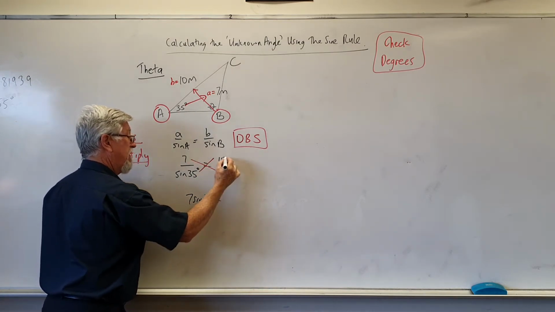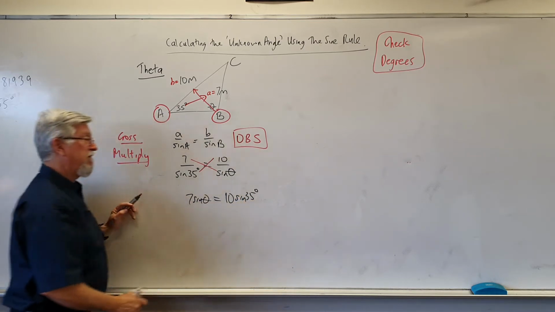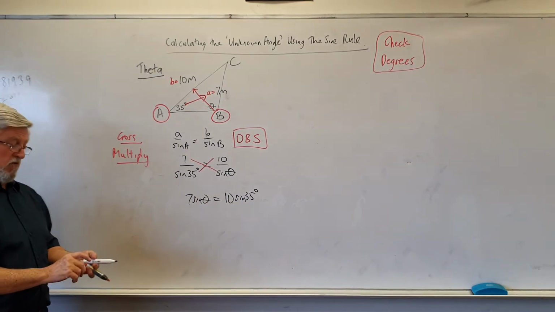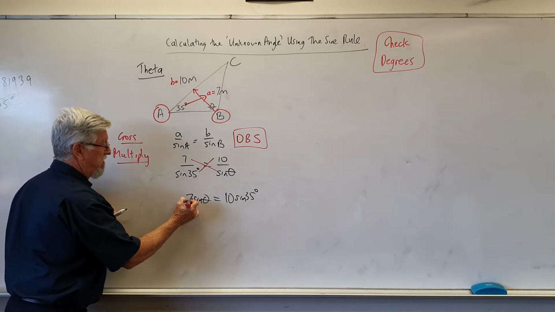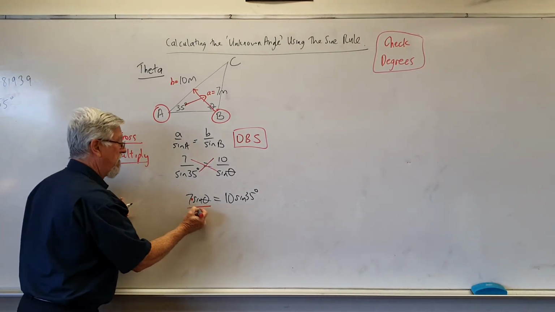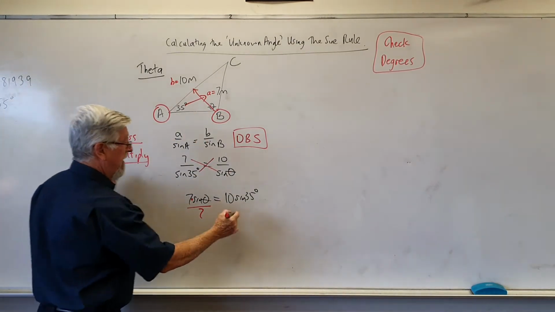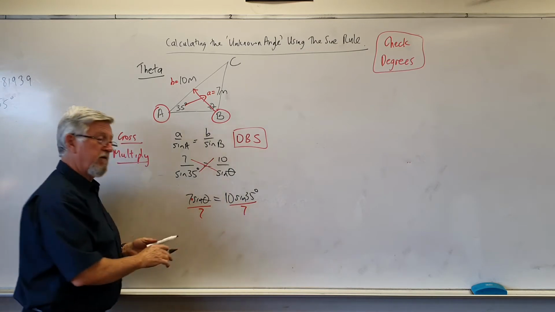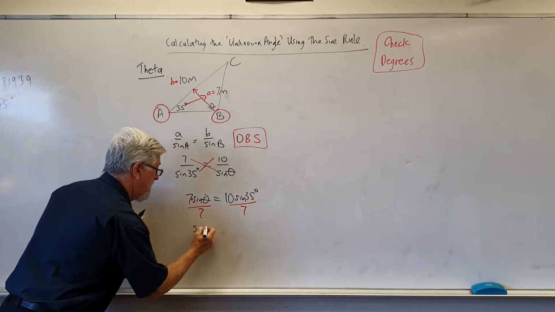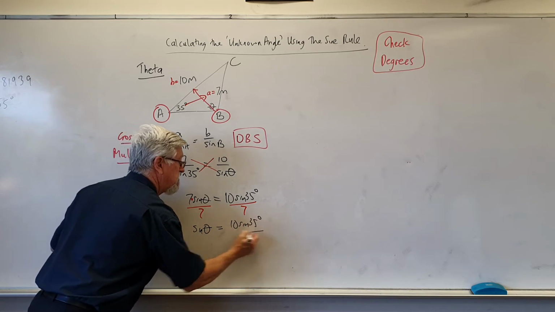So here we have it. We've got a 10 sine 35 degrees. Now is when I talk about the opposites of both sides. Between the 7 and the sine is a multiply. How do I get rid of a multiply by 7? I divide by 7. If I do it to the left-hand side, I do it to the right-hand side. So basically, you come down with this situation here of sine theta equals 10 sine 35 degrees on 7.